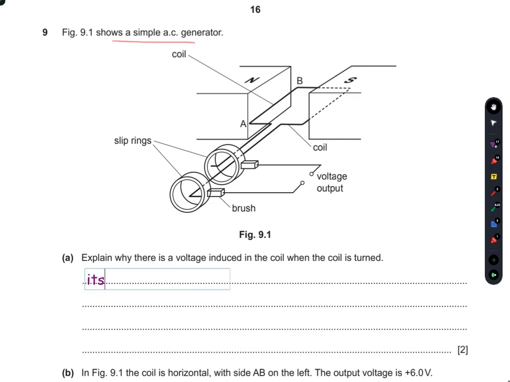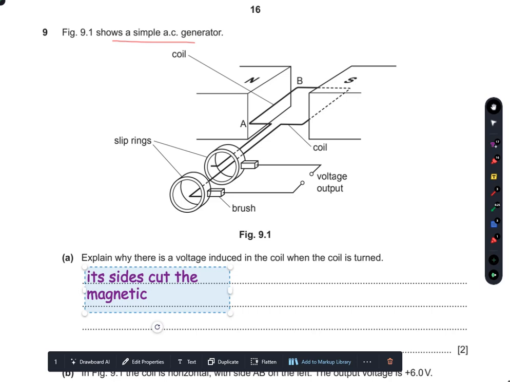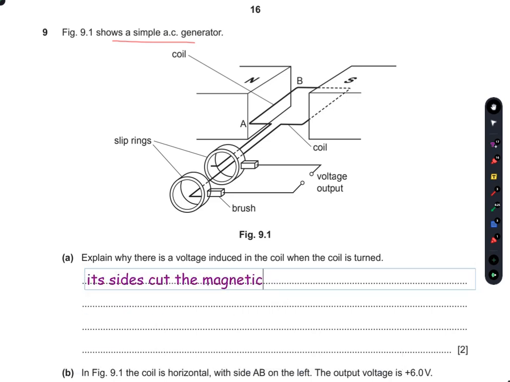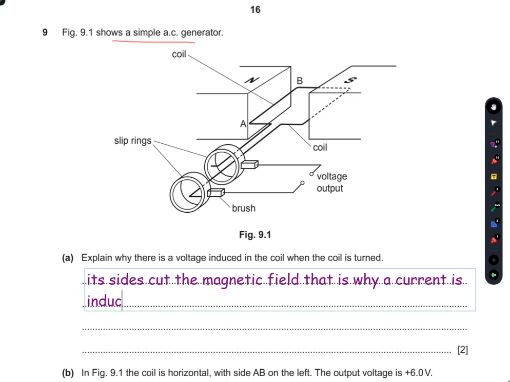So I simply write here, the sides of the coil cut the magnetic field, and in correspondence to the law of electromagnetic induction, its sides cut the magnetic field, and that is why a current is induced in the coil.